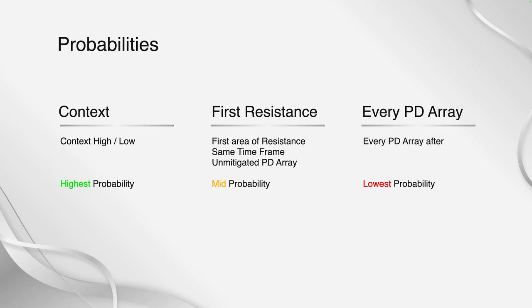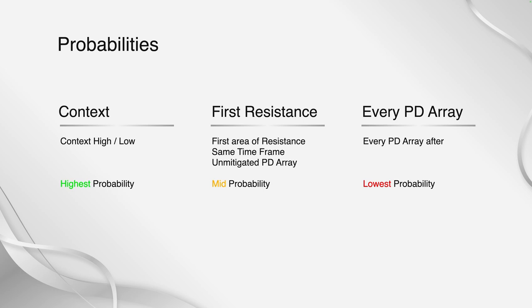Again, remember what that resistance is. It's the same time frame and it's unmitigated PD array. So it's not something we have traded into before. If a fair value gap has already been traded into once, then the fair value gap is not valid anymore, but the PD or the swing high, swing low, or the previous candle high, previous candle low inside that fair value gap is the valid PD array, not the fair value gap anymore. After that, it's every PD array. Every PD array after the first resistance area is again the lowest probability.